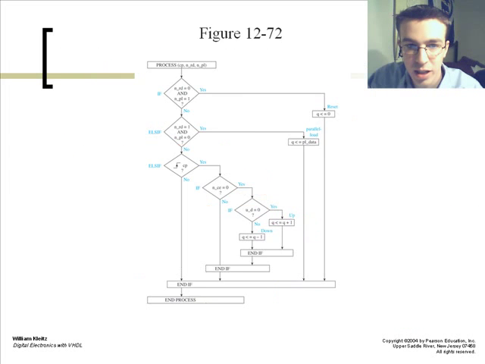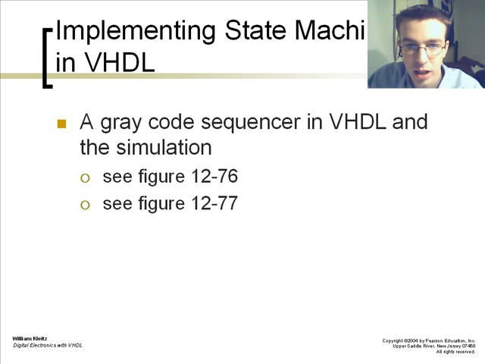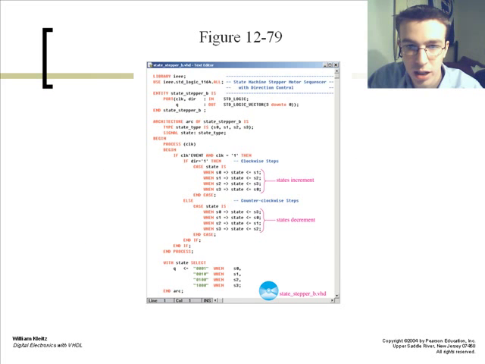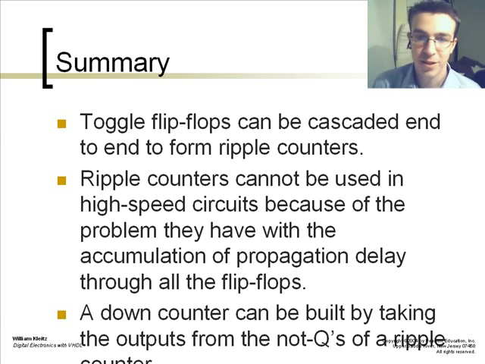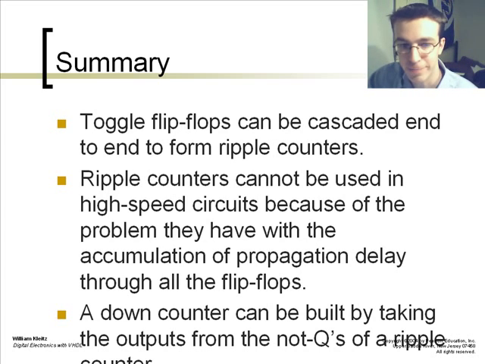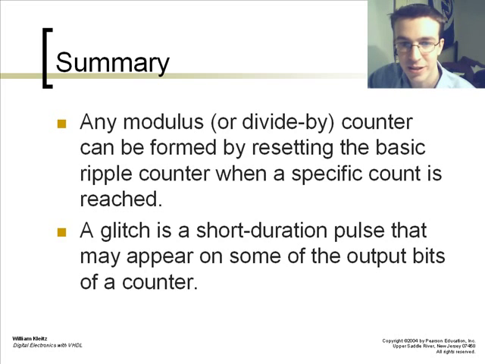Important: flip-flops are used to toggle. They can be cascaded end-to-end to form ripple counters. Ripple counters cannot be used in high-speed circuits because of the problem of accumulating propagation delay through all the flip-flops. A down counter can be built by taking the outputs from the Q-not outputs of a ripple counter, and any modulus or divide by n counter can be formed by resetting the basic ripple counter when a specific count is reached. A glitch is a short duration pulse that may appear on some of the output bits of a counter.